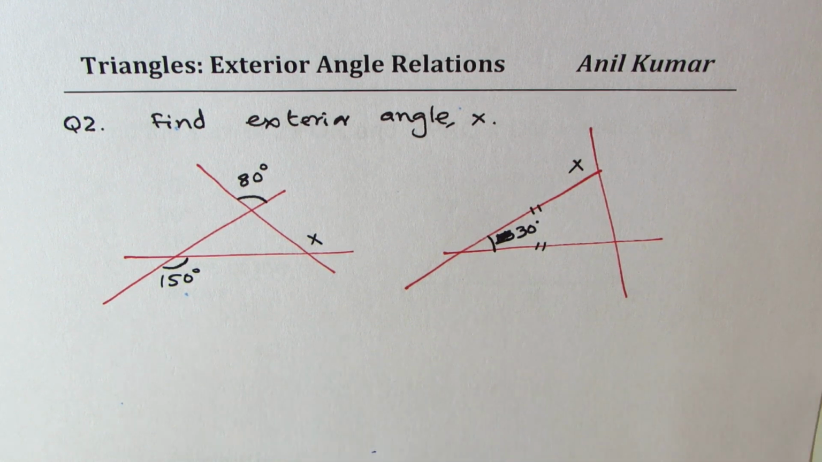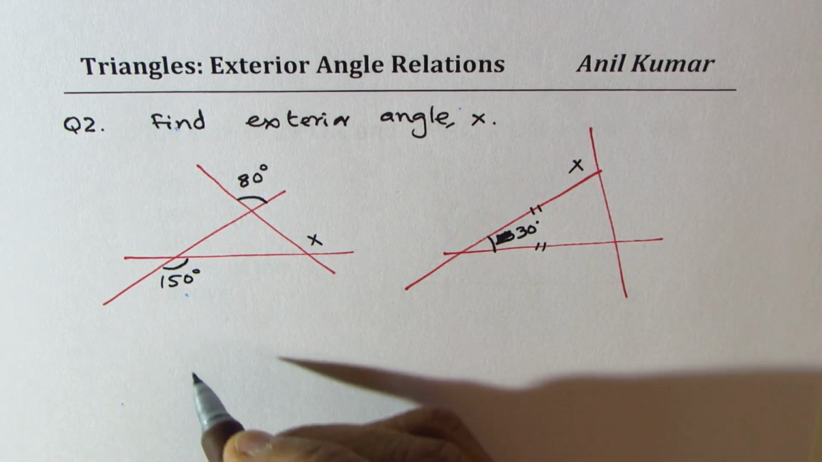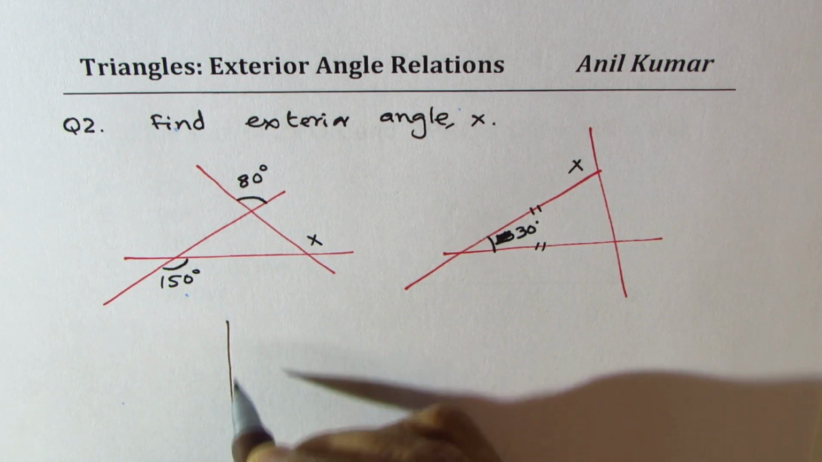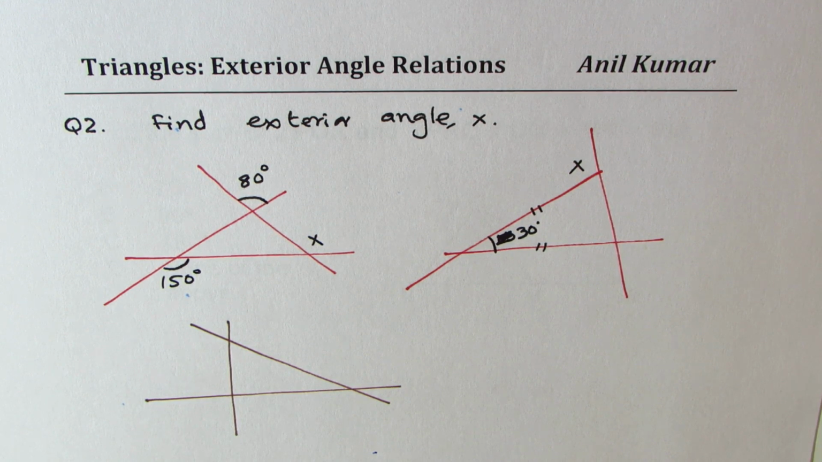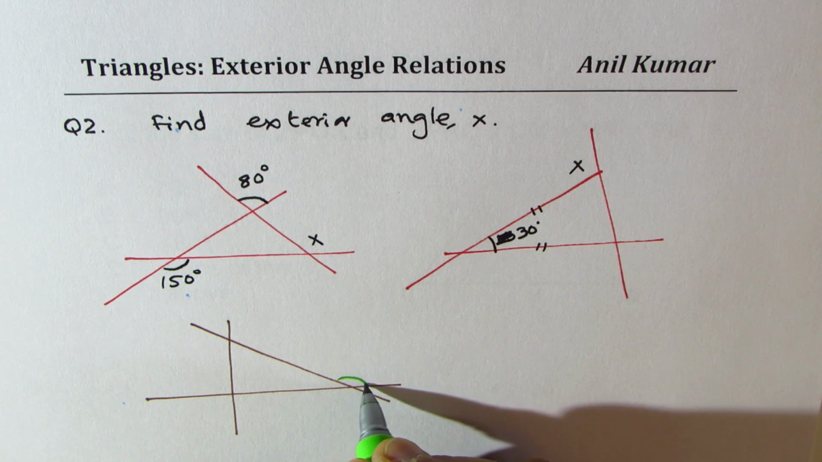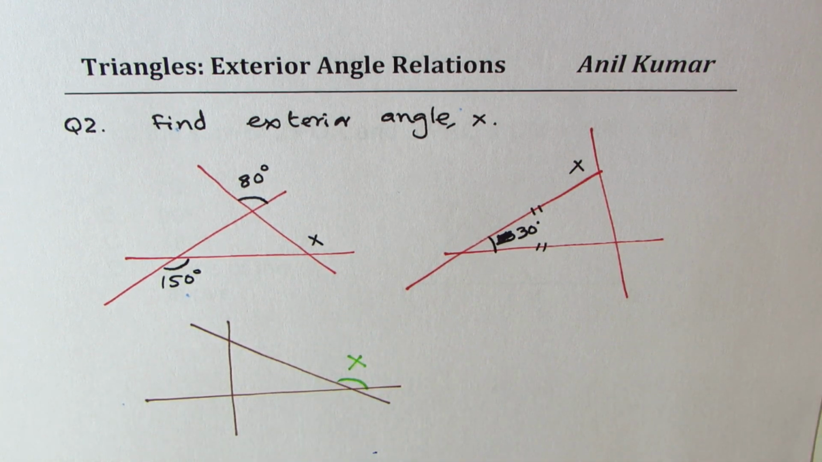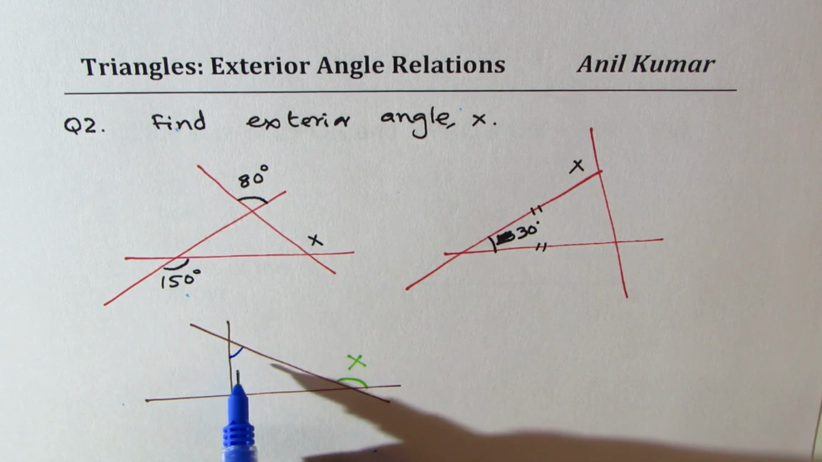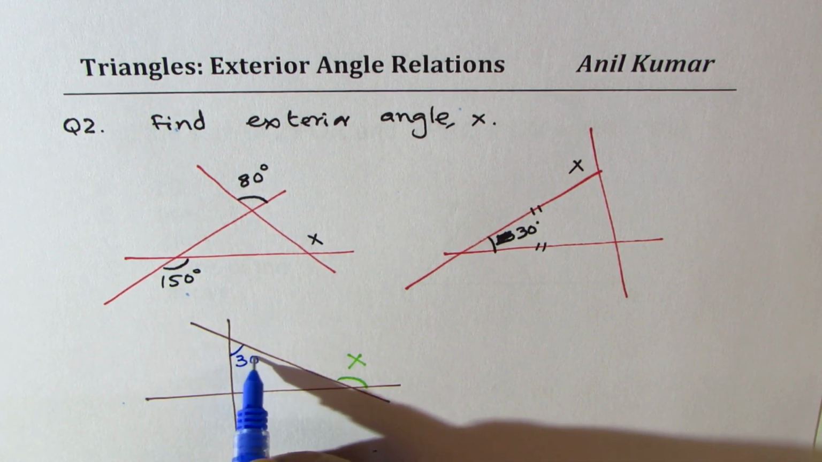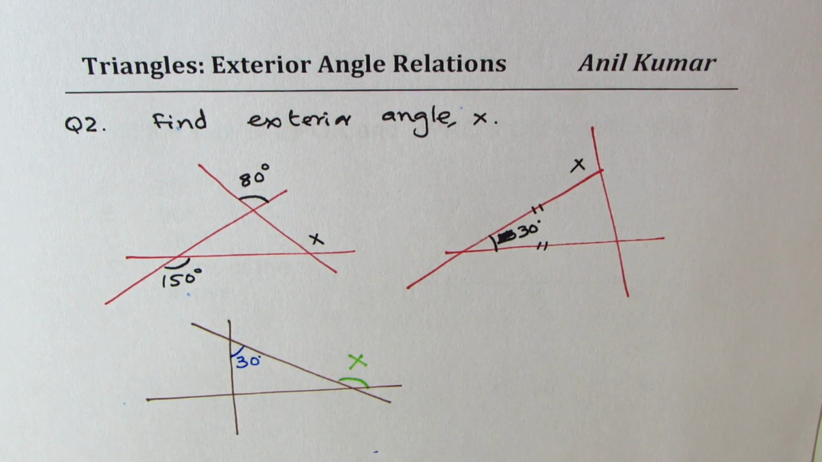Now, here is the third and the last question. Let us say we again have a triangle. This time I'm making a right triangle. You need to find the exterior angle X when you know that this angle here is 30 degrees. You can actually pause the video, answer this question, and then look into my suggestions.